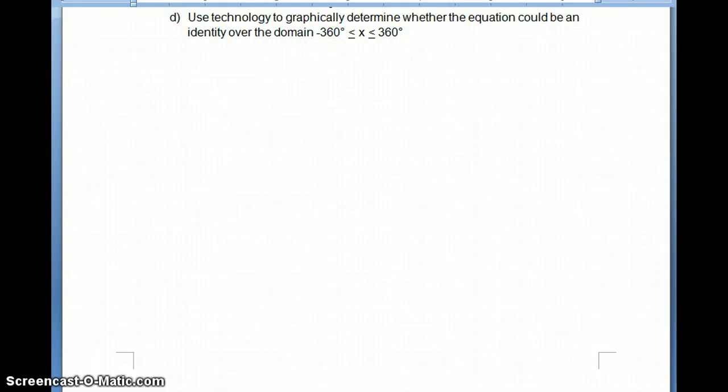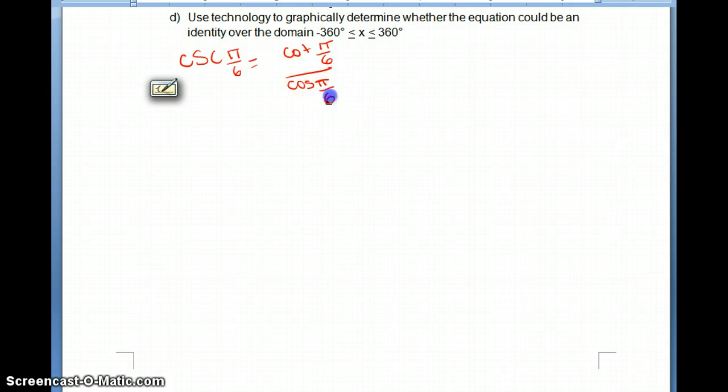Alright, so C here is asking us to verify that theta equals pi over 6 is a solution for the equation. So here, once again, we're just going to substitute into the equation. So we have cosecant of pi over 6 is equal to the cotangent of pi over 6, divided by cosine of pi over 6.